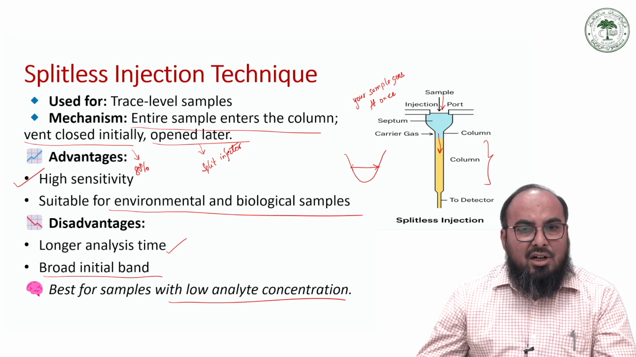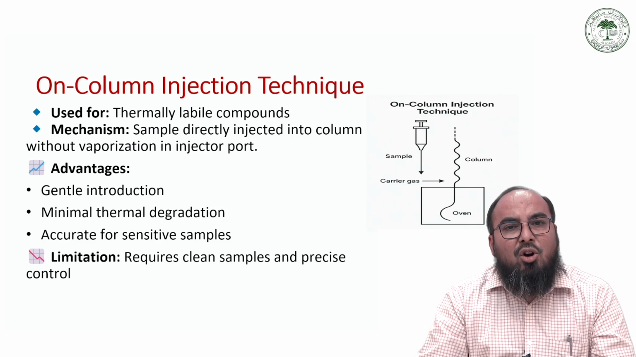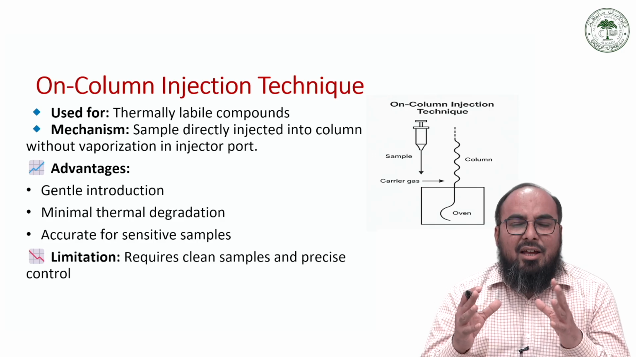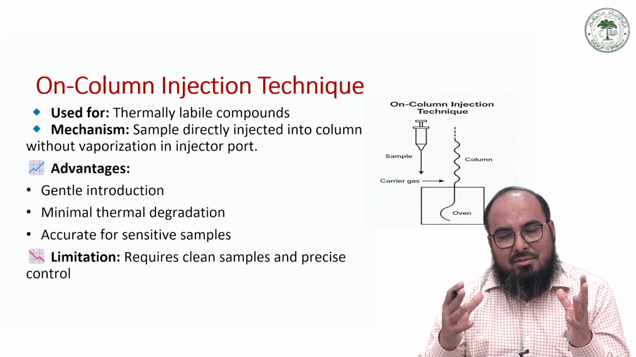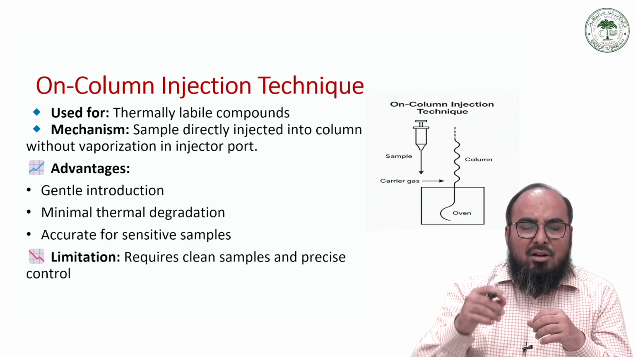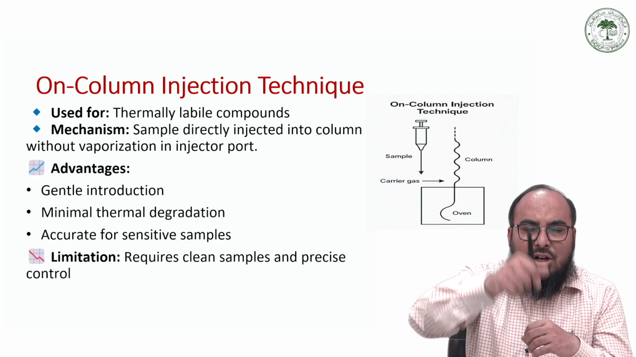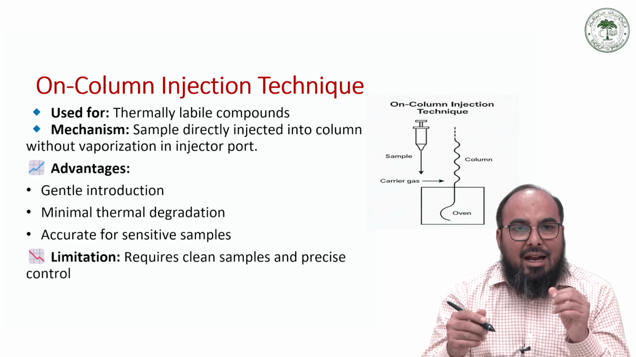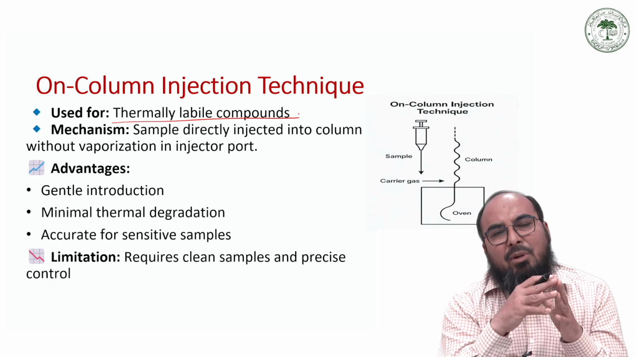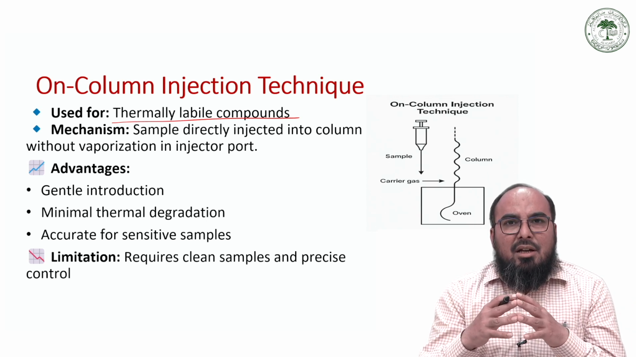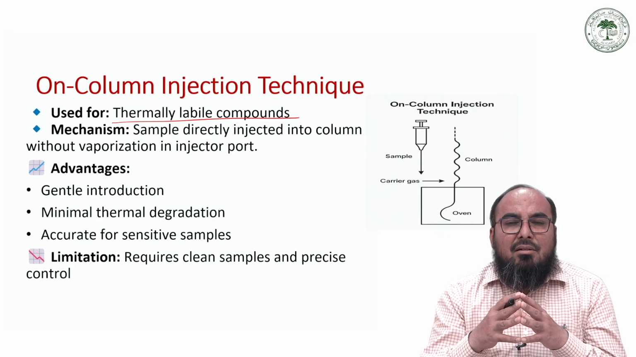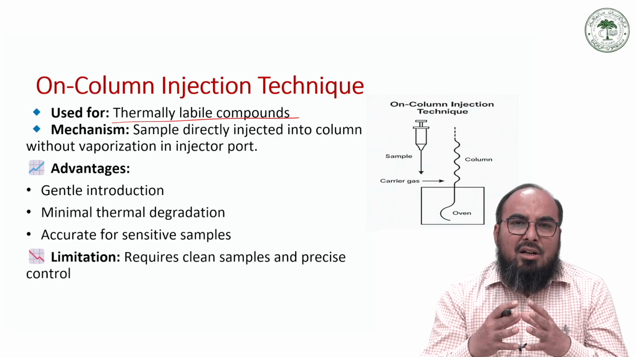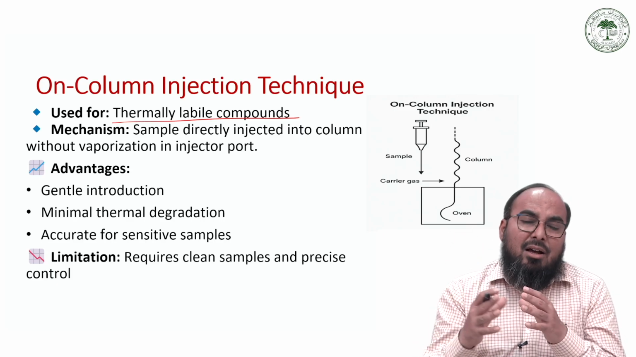Okay, then comes the third one, the on column injection technique. This is very good where we have thermally labile compounds, because here you introduce the sample straight to the column, so there is no chance of degradation. Otherwise, there are chances that your sample gets decomposed by the high temperature, because we know that you have maintained your temperature at least 50 degrees above the most labile one.